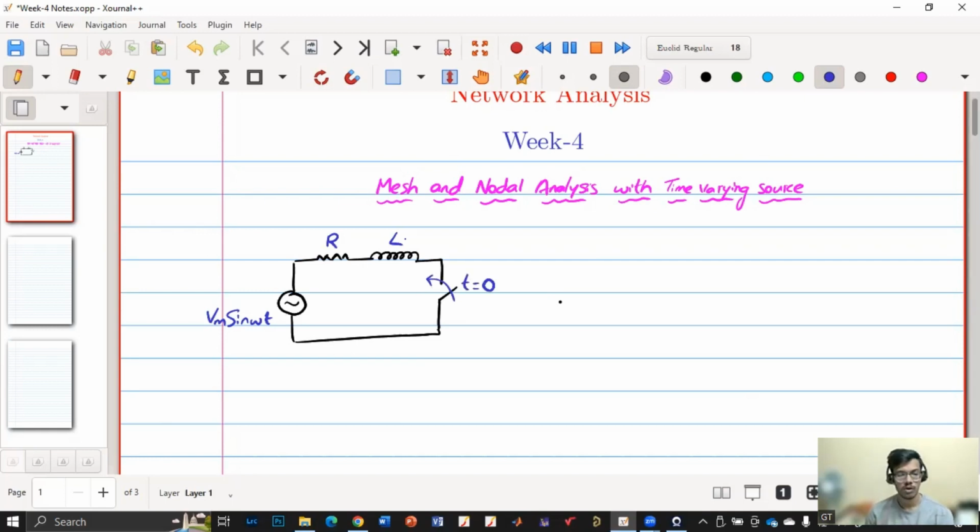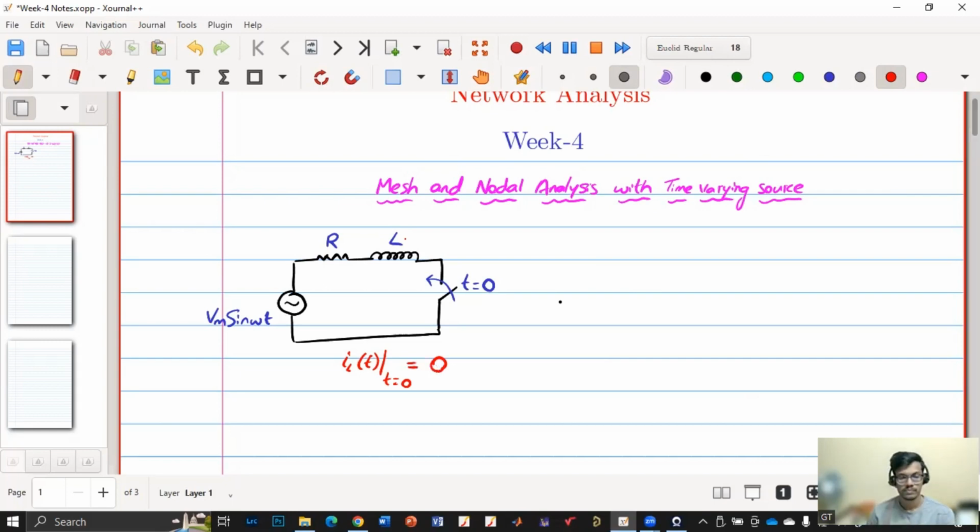So now can you tell me what will be the differential equation? I have given this condition: IL of t at t equals 0 is 0. So we have started the circuit at t equals 0. Before that, it is in the steady state, so inductor current is 0. Now at t equals 0, we have closed the switch, so current will flow.